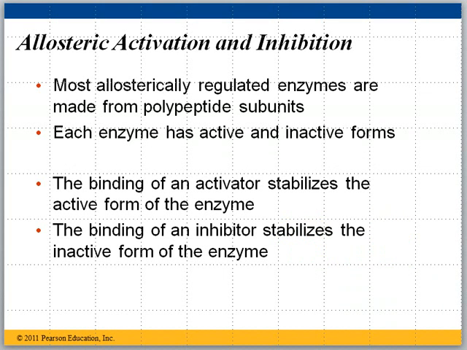Most of your enzymes that are allosterically regulated are made up of these long polypeptide subunits. And each enzyme has a couple different forms, an active form and an inactive form. And the binding of the activator will stabilize the active form. In other words, it will put it into a positive position where it can do its job well. And the binding of the inhibitor stabilizes the inactive form, and otherwise it puts it into a position or shape where it doesn't work at all or doesn't work very well.